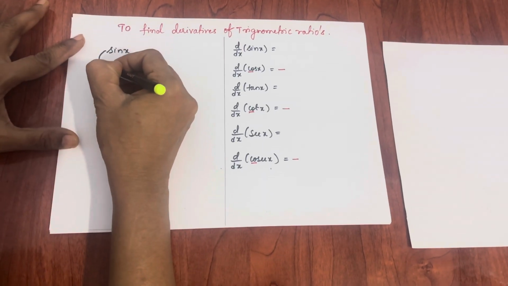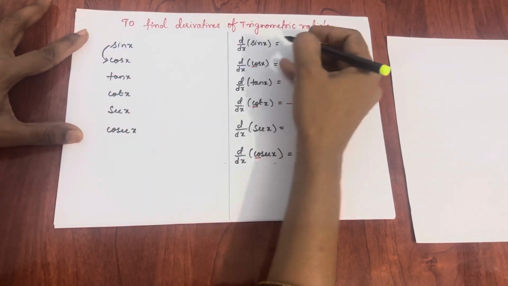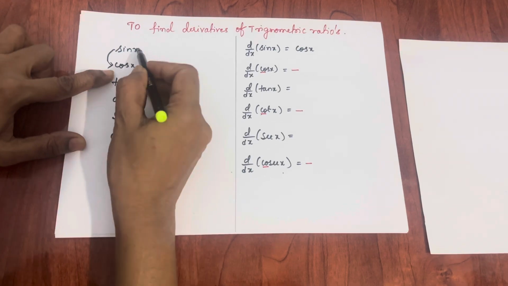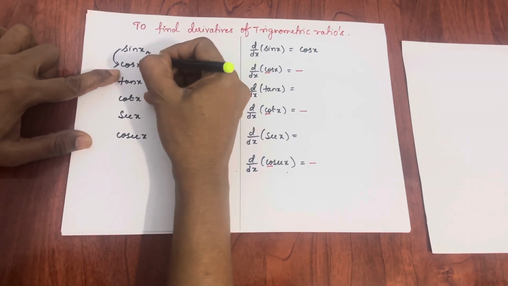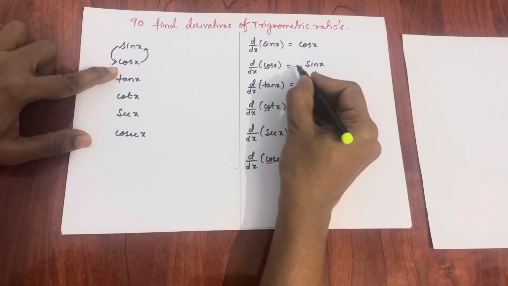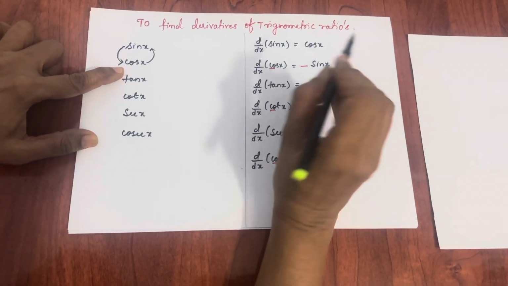Derivative of sin x is cos x. So I just write here cos x. Now derivative of cos x, go back like this, is sin x. So I write sin x. Since there is a negative sign, derivative of cos x will become minus sin x.